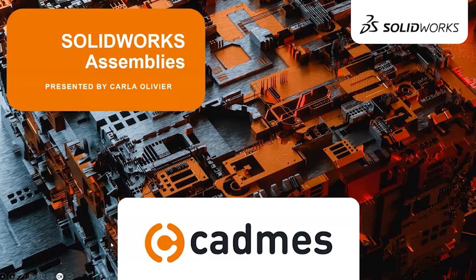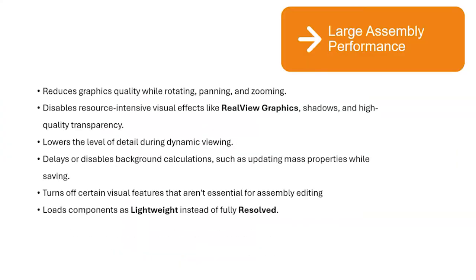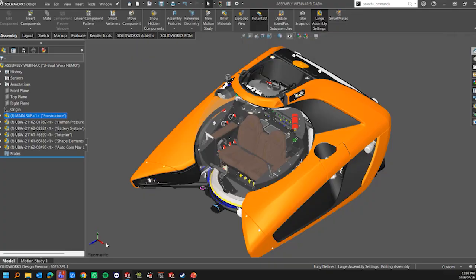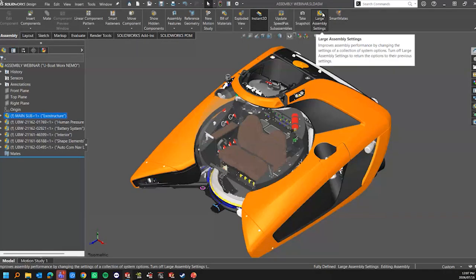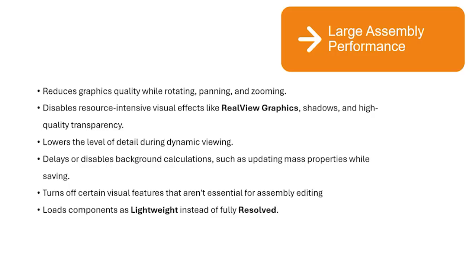Okay, so I'm going to focus on large assembly performance specifically today. I'm going to be focusing on a specific setting in assemblies just to show you guys what I'm talking about. This is my model that I'm going to be working on. The setting that I'm talking about is this large assembly setting that is switched on over here. Basically what that does is it reduces graphics quality while rotating, panning, and zooming. It disables resource-intensive visual effects like real view graphics.